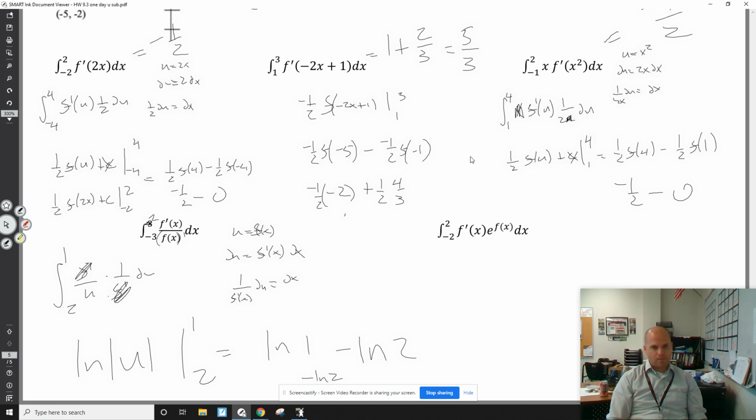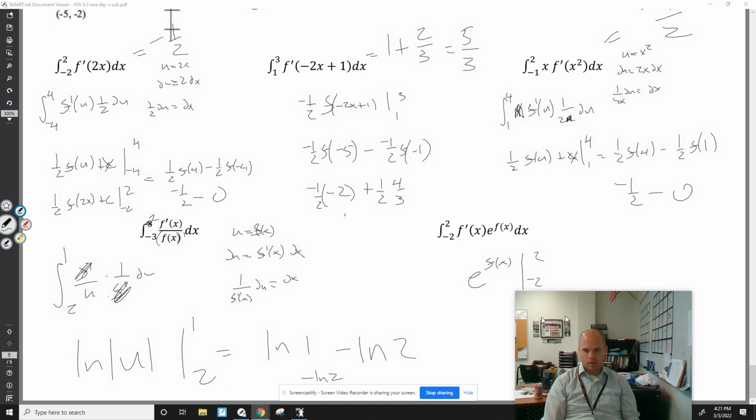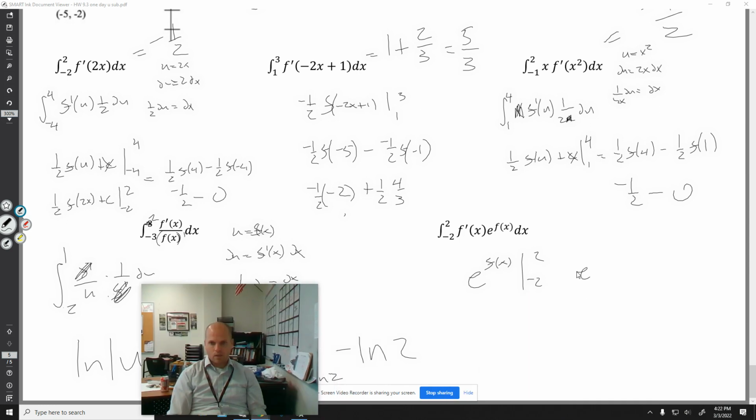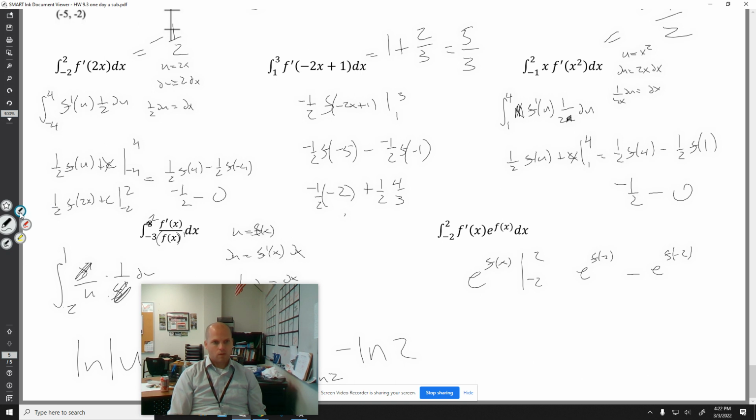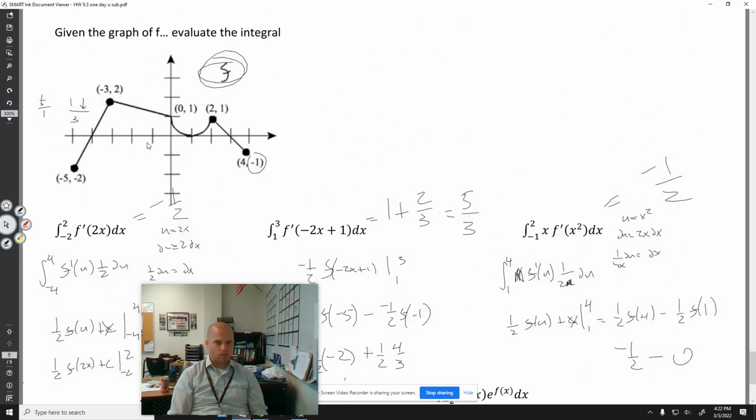All right. Same goes for this. It's easy enough to realize that the antiderivative of this is just e to the f. Take the derivative, it'd be e to the f times f prime. That's what I get. From negative 2 to 2, I'm just going to do this. Call it a day. E to the f of 2 minus e to the f of negative 2. F of 2 is 1. E to the first minus e to the f of negative 2.